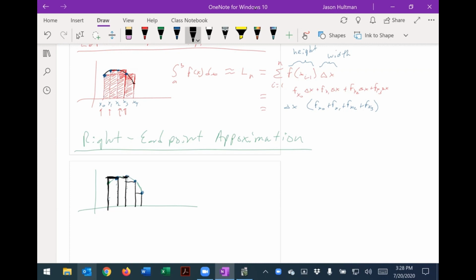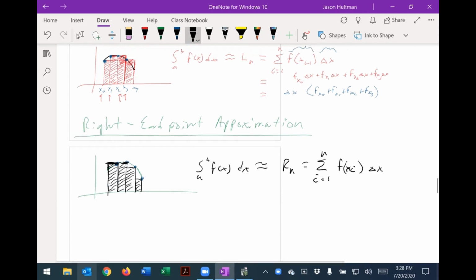And so we're getting a different estimate. This is called a right endpoint approximation, where the integral from a to b of f of x dx is approximately R sub n. This is my right-hand approximation, which is equal to the summation of i equals 1 to n of f of x sub i this time. This time we don't start at 0, we start at 1, for our heights, times delta x.